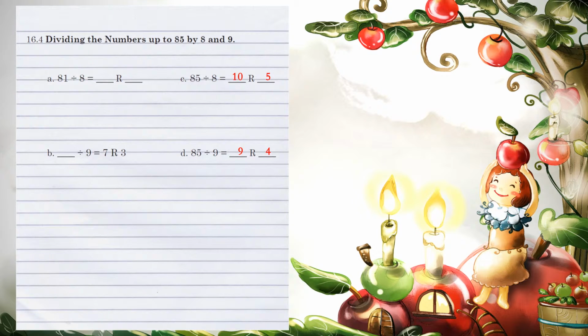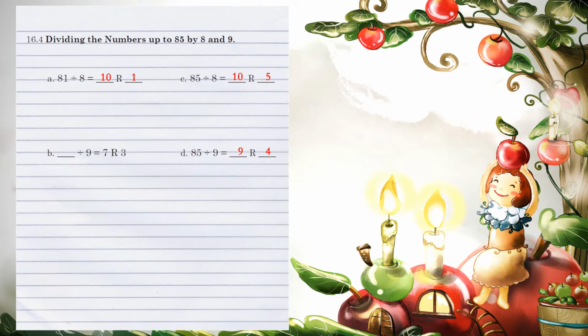Unit 16.4. Dividing the numbers up to 85 by 8 and 9. Let's look at example A. 81 divided by 8. What number times 8 is closest to 81 without going over? That would be 10. 10 times 8 is 80. When we subtract 80 away, what's left over is a remainder of 1.